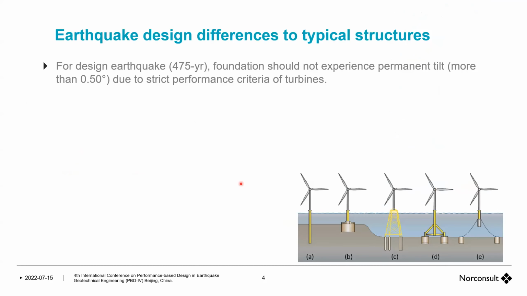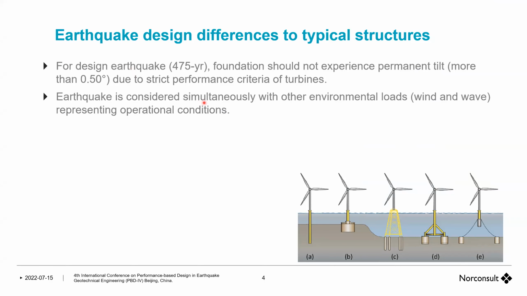Just a little overview of the challenges and differences between offshore wind and other structures. For the 475-year design earthquake, typically foundations of offshore wind should not experience permanent tilt. This is very strict compared to other structures. Earthquake is considered simultaneously with other environmental loads, wind and wave, as opposed to ordinary structures, where we do not usually combine them.